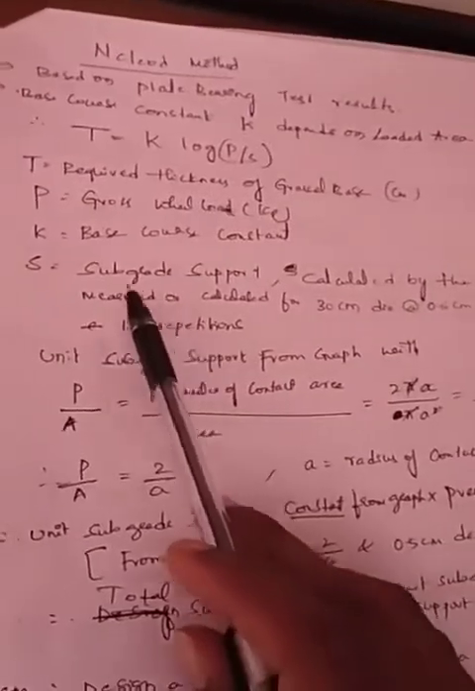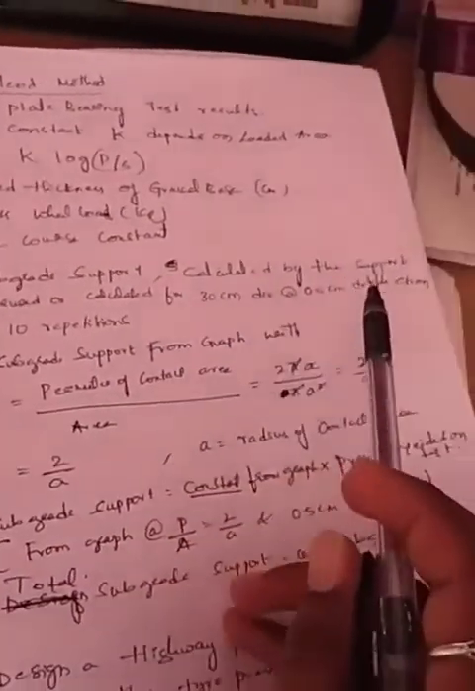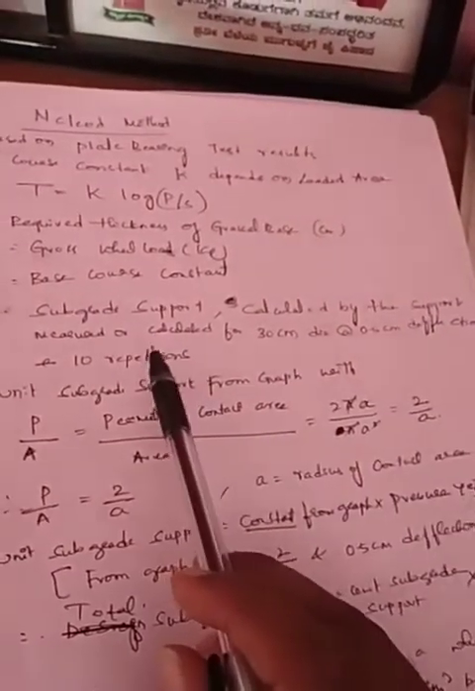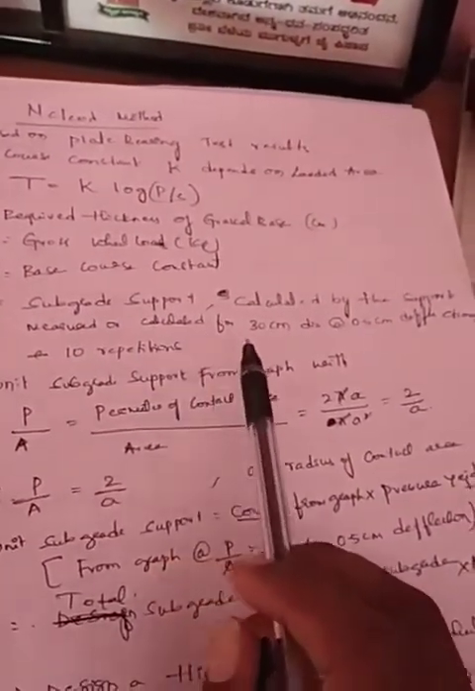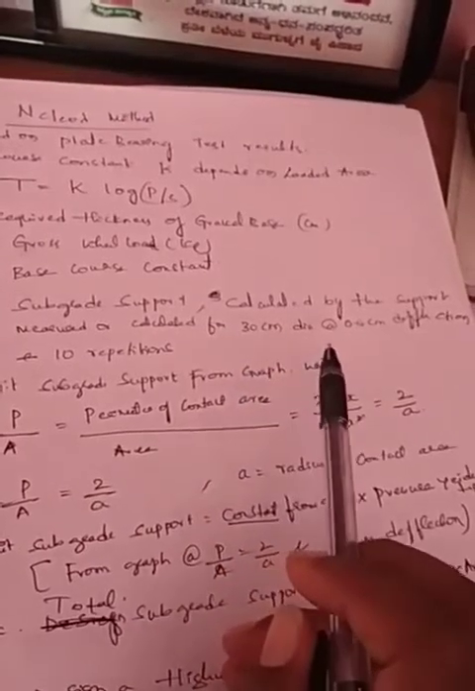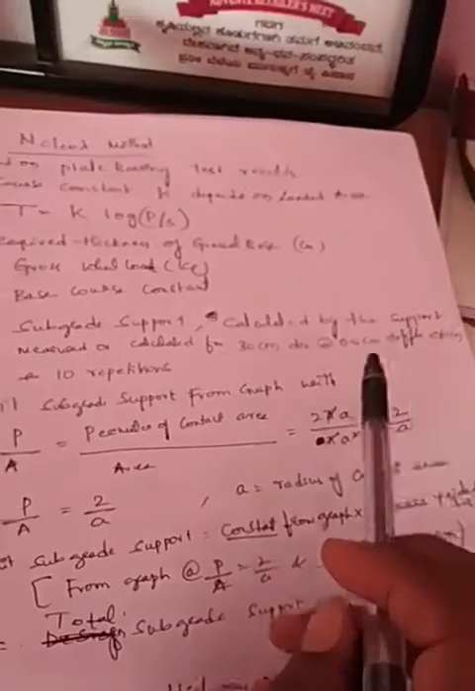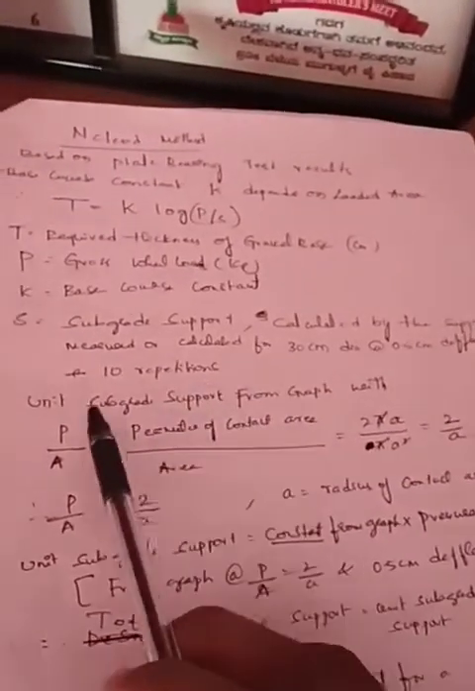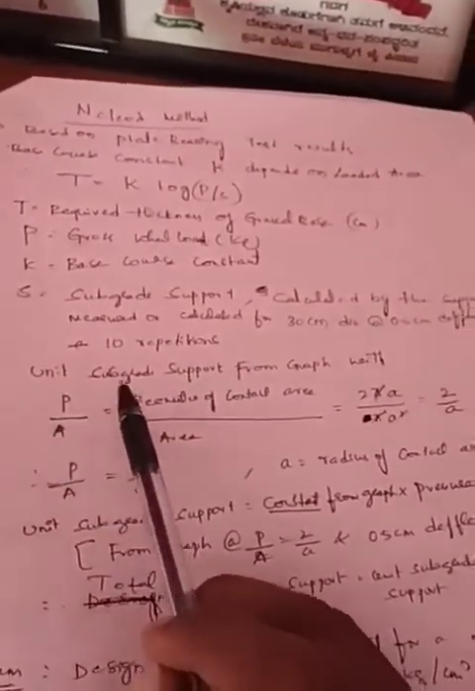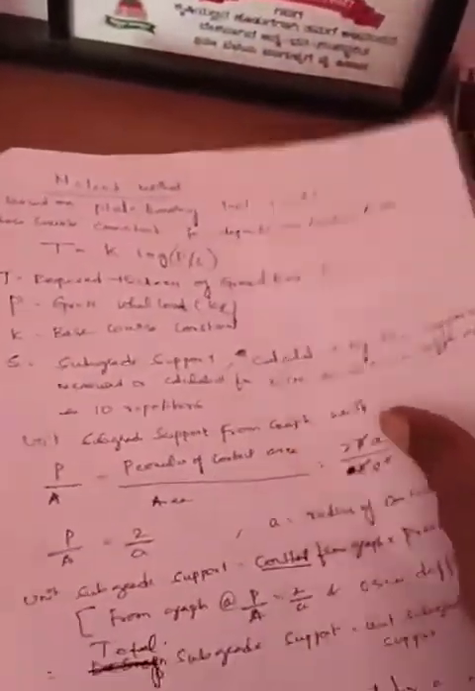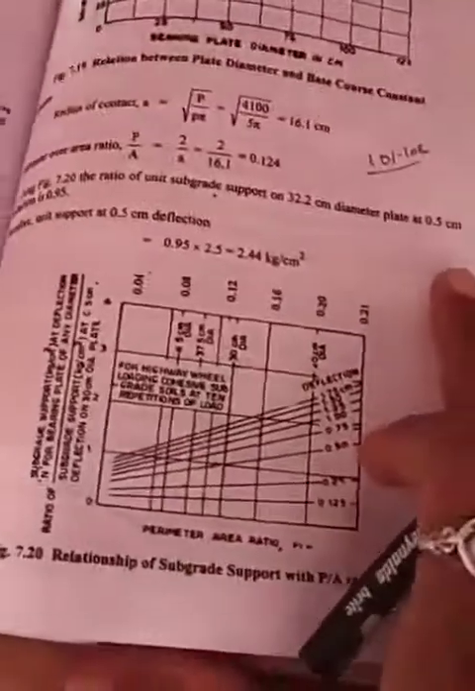Here subgrade support is calculated by support measured or calculated for a 30 centimeter dia plate at 0.5 centimeter deflection, and for 10 repetitions. This is the process: the unit subgrade support from the graph. In order to find the unit subgrade support, we will be using this graph. We'll see what this graph consists of.